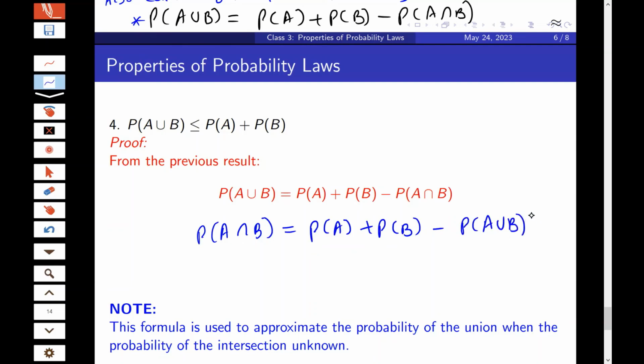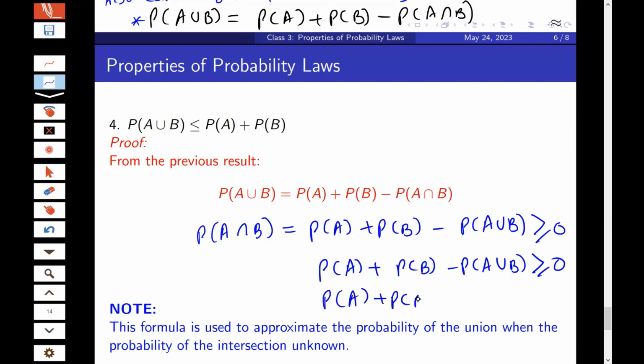Since this is a probability, this should be greater than or equal to 0 from the first law of probability. So that means P(A) plus P(B) minus P(A union B) is greater than or equal to 0. The left hand side should be greater than or equal to 0, and the right hand side also should be greater than or equal to 0. So from this last step, we can obtain the required results.